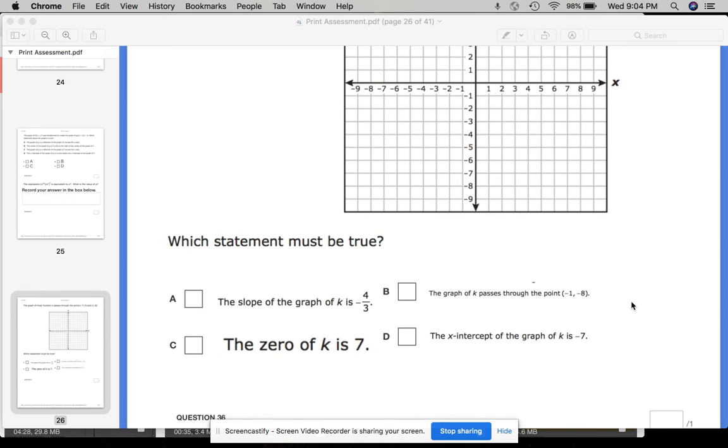A. The slope of the graph of k is negative 4 over 3. B. The graph of k passes through the point negative 1, negative 8. C. The zero of k is 7. D. The x-intercept of the graph of k is negative 7.